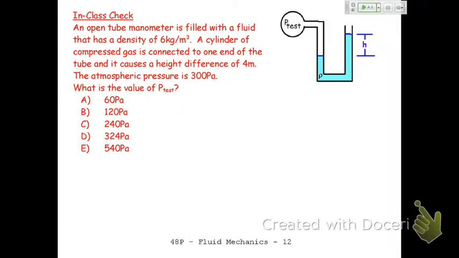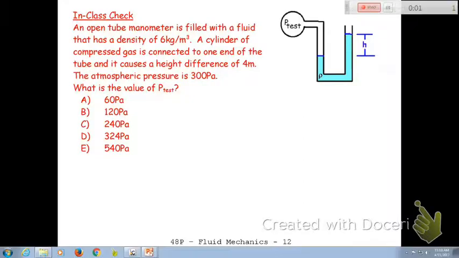An open tube manometer is filled with a fluid that has a density of 6 kilograms per cubic meter. A cylinder of compressed gas is connected to one end of the tube, and it causes a height difference of 4 meters. Atmospheric pressure is 300 Pascal. Again, not realistic numbers, but reasonable. So what is the value of P test? Can you have a go at that for me, please? And I'm going to turn off the recording.